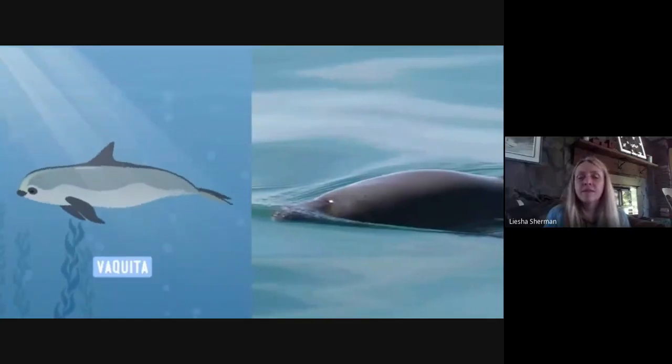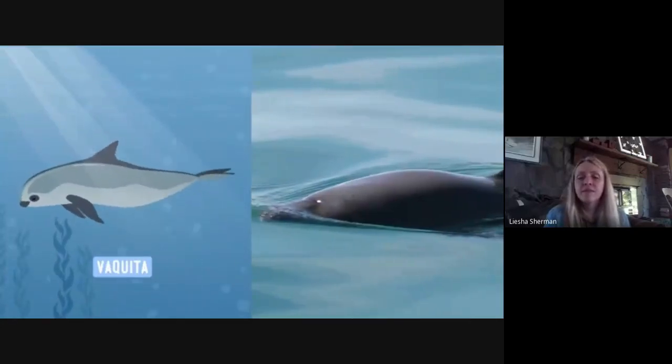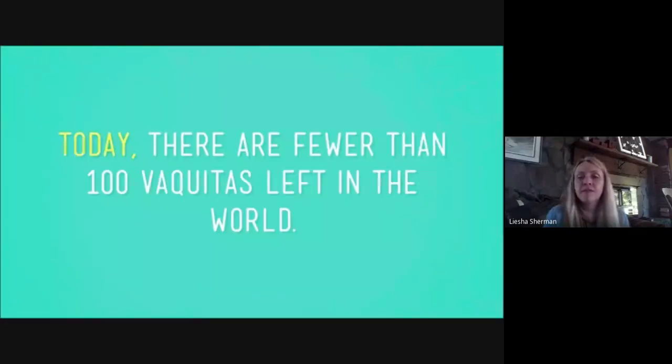It means less water for the plants and animals that live there too. The vaquita is a rare species of porpoise that lives in the Gulf of California at the end of the Colorado River. It's had to try to adapt to having much less fresh water in its ecosystem over the years, but it hasn't been doing so well. Today, there are fewer than 100 vaquitas left in the world.